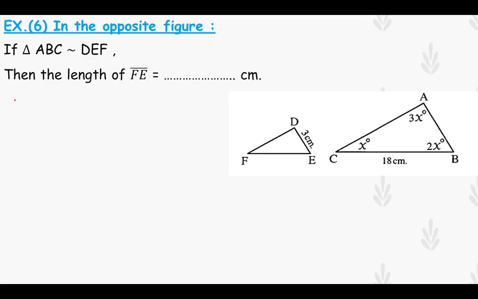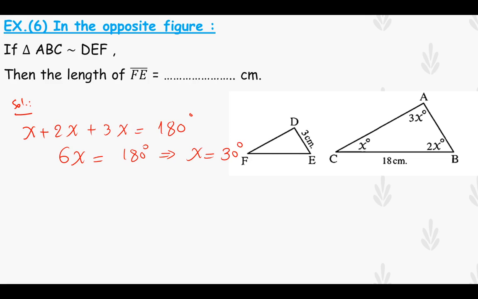Solution. Here in triangle ABC, we know that measure of angle A plus measure of angle B plus measure of angle C, the sum of measures of the interior angles of a triangle, equals 180. So we will write x plus 2x plus 3x equals 180 degrees. x plus 2x is 3x, 3x plus 3x equals 6x equals 180. Divided by 6, so x equals 30 degrees.